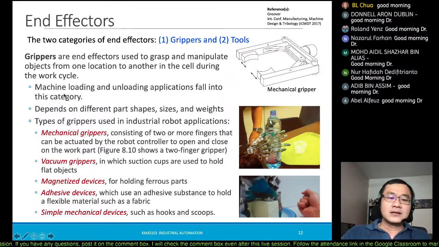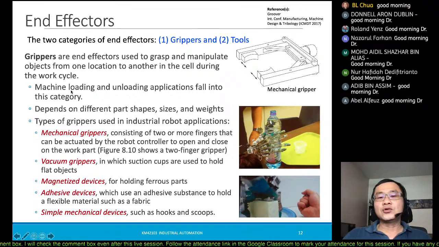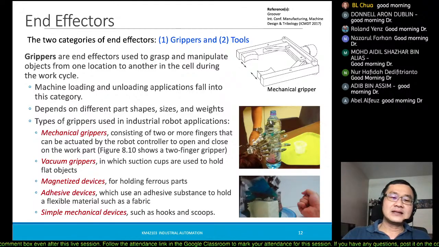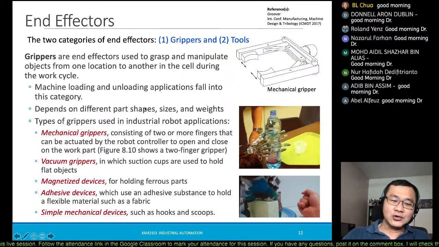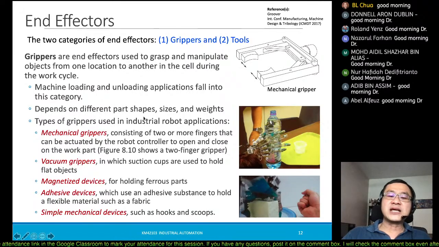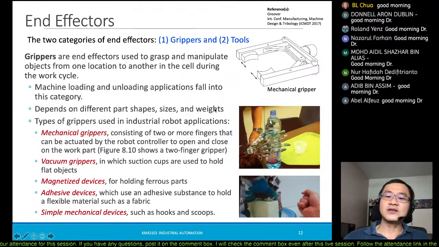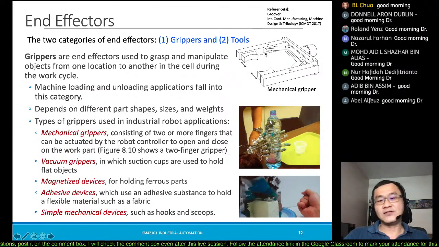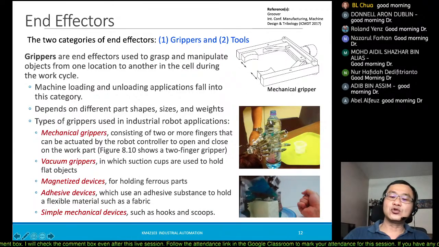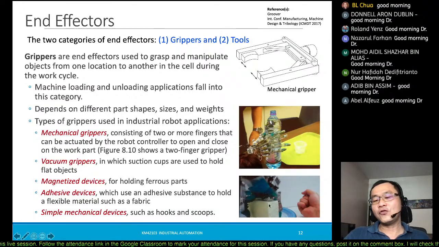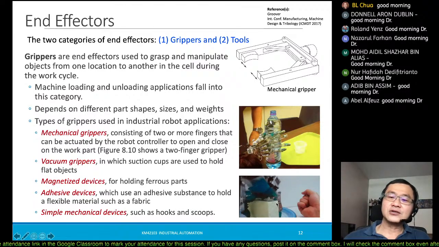Okay, that gripper would be used mainly in loading and unloading applications, and it depends also on the object shape, size and weight. Okay, so if you have different kinds of objects, for example bottles, then your gripper design may be different, right? But if you intend to bring a tofu, then the mechanical gripper design is again different, right?